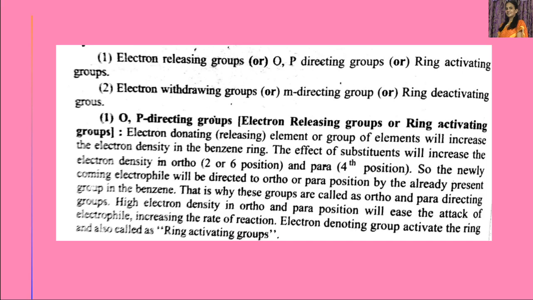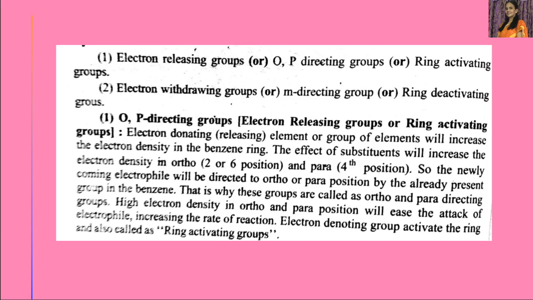So the already present group directs the incoming electrophile to ortho and para positions. That's why these groups are called ortho-para directing groups. High electron density in the ortho and para positions will ease the attack of the electrophile, so increasing the rate of the reaction. These groups also increase the rate of the reaction by increasing the electron density in the benzene. So an electron donating group activates the ring and is also called an activating group.